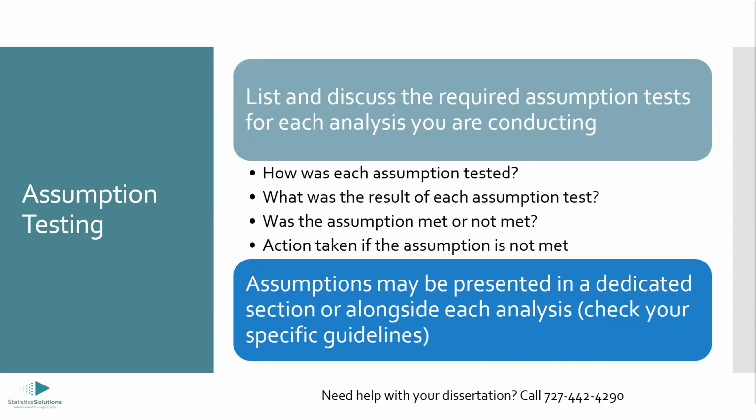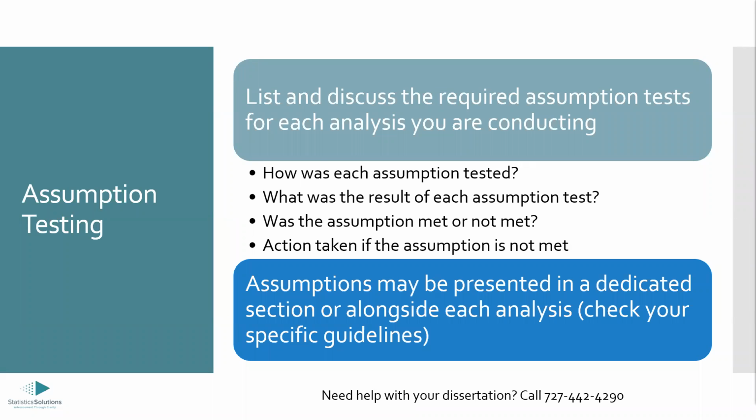And for the assumptions testing, you will want to state how each assumption is tested. So for instance, if you're doing something like a t-test or an analysis of variance, you may need to test the assumptions of normality and homogeneity of variance. And so if you're testing those two assumptions, then how are you going to test them? So how are you going to test the assumption of normality, for instance?